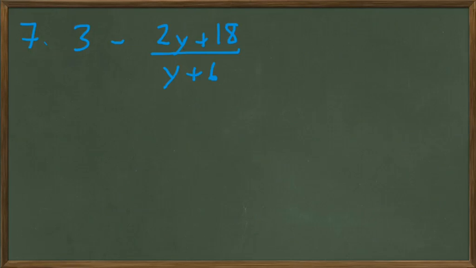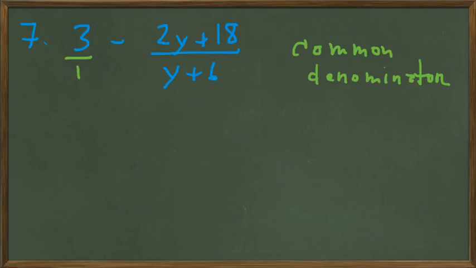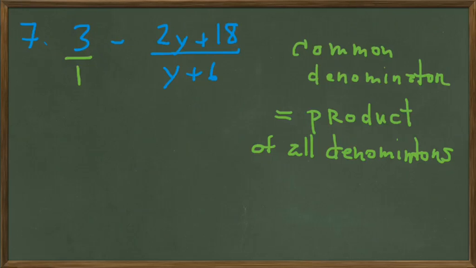So in this next problem, we're combining a non-fraction with a fraction, and what we need to do is get a common denominator. This 3 does not have a denominator, but if we write it this way, we see that its denominator is 1. Let's first note that we can get a common denominator by just taking the product of all the denominators involved. So in this case, that's just 1 times y plus 6, which is just y plus 6.